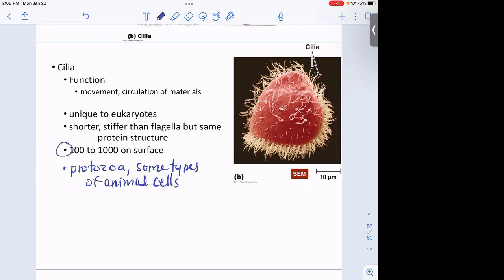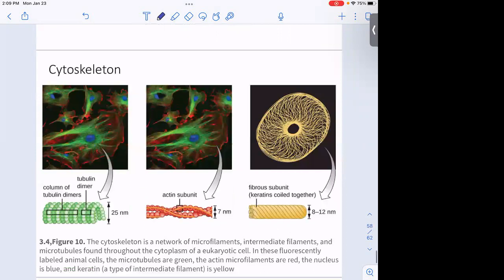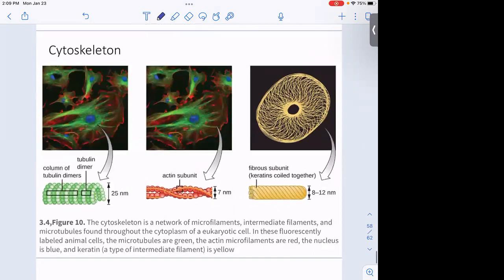Cytoskeleton. I'm just going to mention this briefly. You can read more about it in your book if you're interested. The cytoskeleton is something that bacteria have as well, but it's usually much more pronounced in eukaryotic cells. And the cytoskeleton is considered to be composed of microtubules, microfilaments.